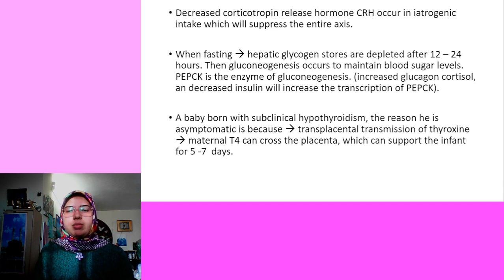A baby born with subclinical hypothyroidism. So he has hypothyroidism. Why is he asymptomatic initially? It is because there is transplacental transmission of thyroxine. The maternal T4 can cross the placenta, which can support the infant for 5 to 7 days before they start having any real symptoms.